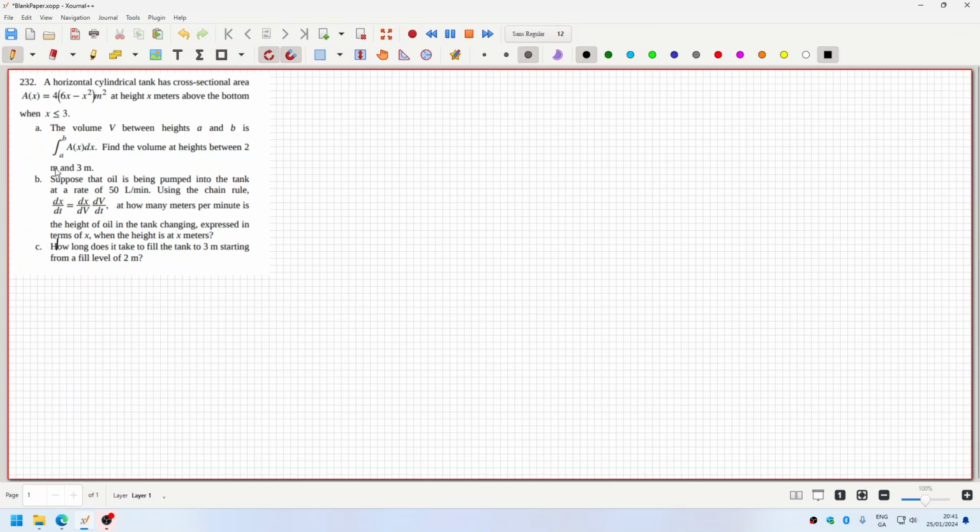Again, there should be a non-breaking space here between the 2 and the meters.